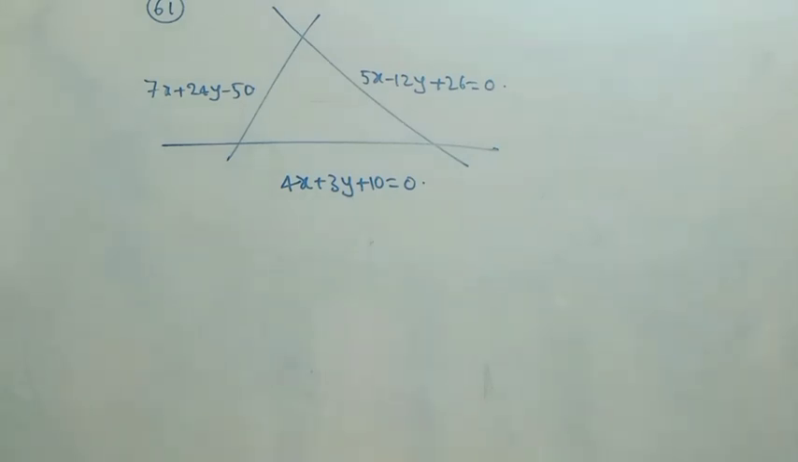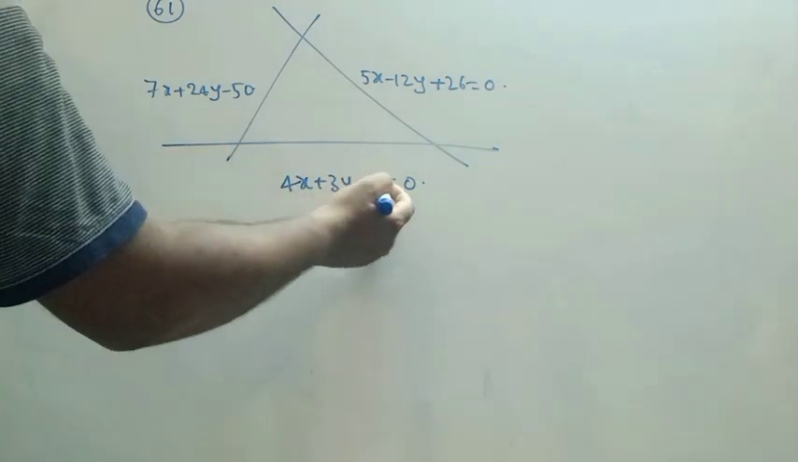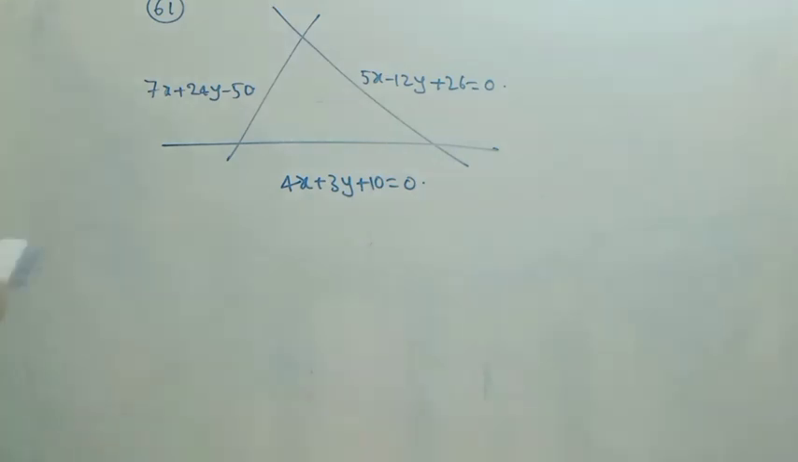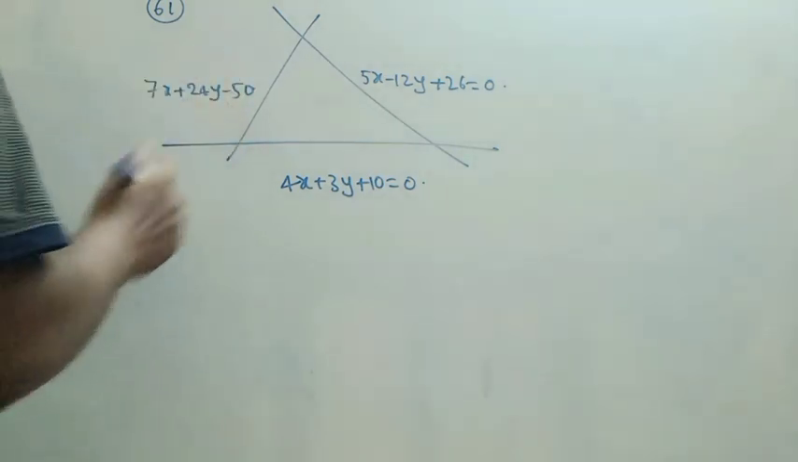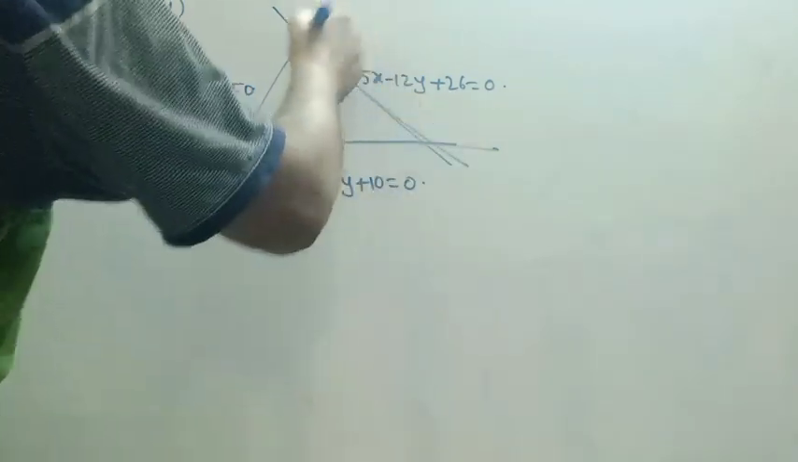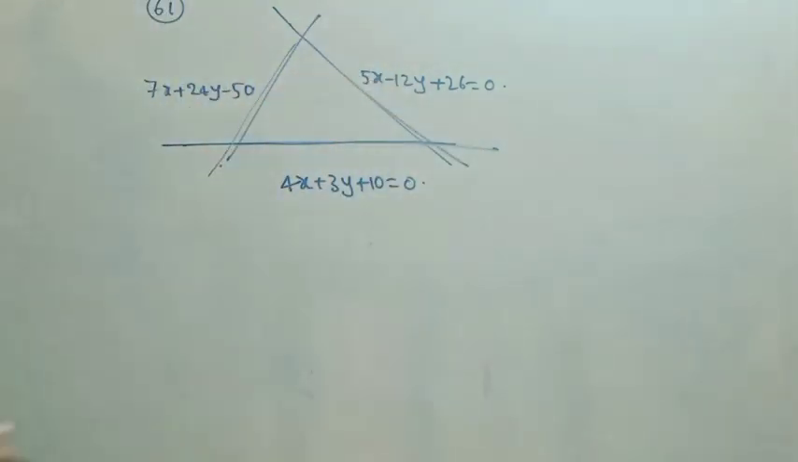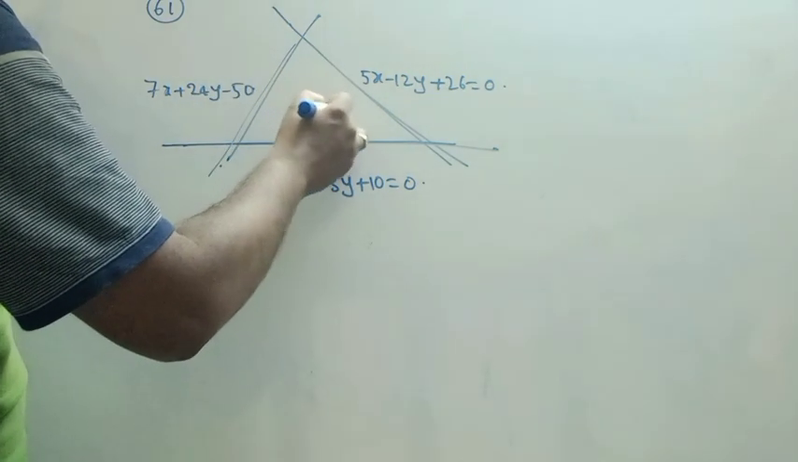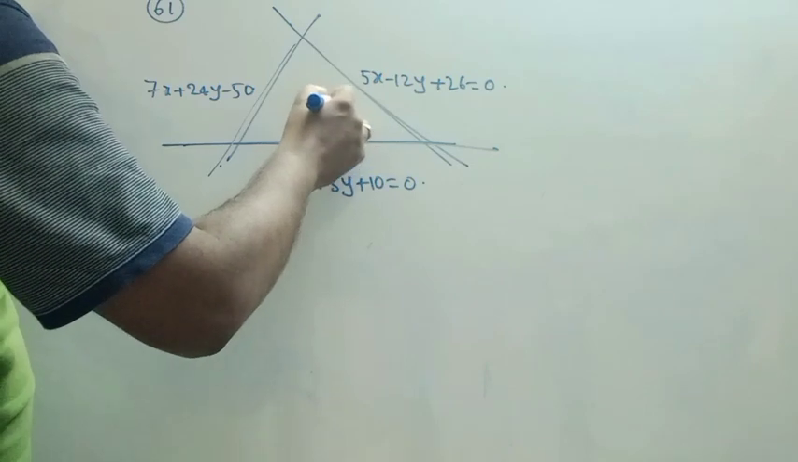Now the 61st question is: given a point equidistant from the lines 4x plus 3y plus 10 equal to 0, 5x minus 12y plus 26 equal to 0, and 7x plus 24y minus 50. These are the lines forming the sides of a triangle, right? They are not parallel and they form the sides of the triangle. Then they are asking for the point equidistant from the lines. That means they are asking for the circumcenter.